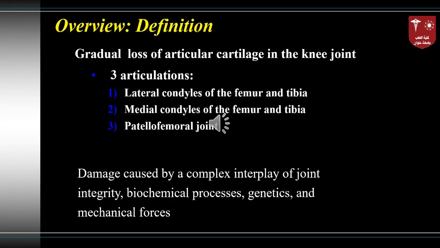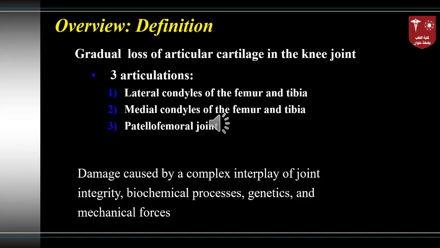In comparison to rheumatoid arthritis, which is a disease of the synovial joint affecting the synovium inside the joint, knee osteoarthritis is a disease of the cartilage, affecting the cartilage inside the joint. And as we all know, the cartilage is avascular, has no blood vessels, and aneural, has no nerves. So any loss in the cartilage is crucial.